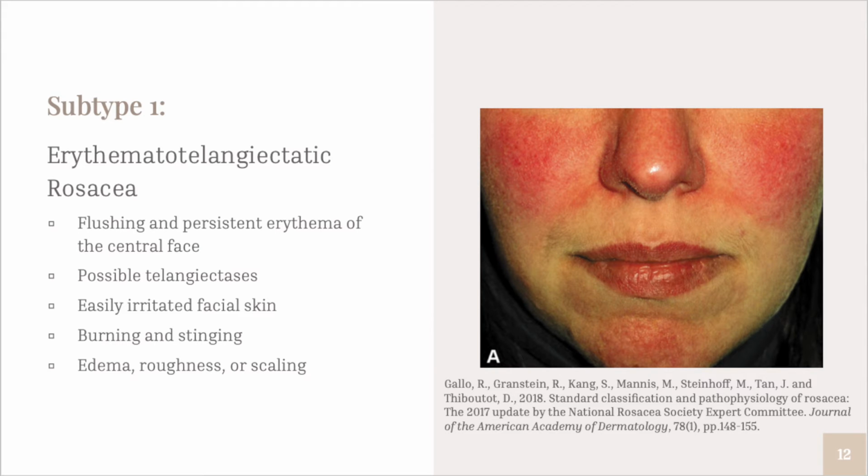Subtype 1 is erythematous-telangiectatic rosacea, and the main identifying feature is the flushing and persistent erythema of the central face. The skin is easily irritated, so burning and stinging is commonly experienced. Edema, roughness, or scaling of the skin can also occur. Telangiectasia is also a common feature of this subtype.